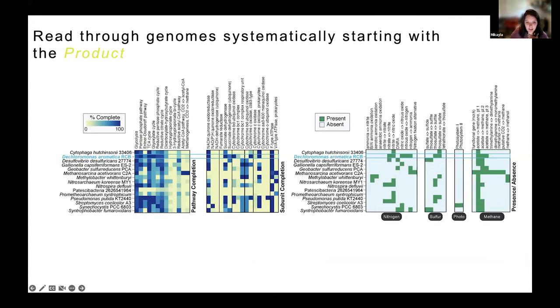So this is a heat map, and each part of this product heat map gives different completion estimates. I'll talk about those in a second. But what I want you to take from this is that this is essentially profiling your genomes at a broad level. This, of course, doesn't have every gene in all of your genomes, but it does allow you to say, oh, I might have a photosynthesizer.